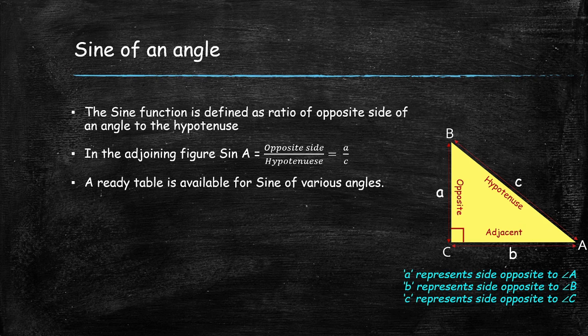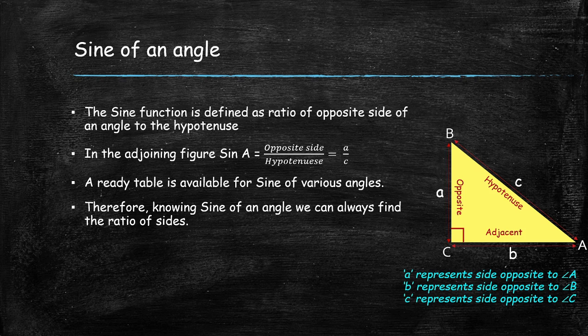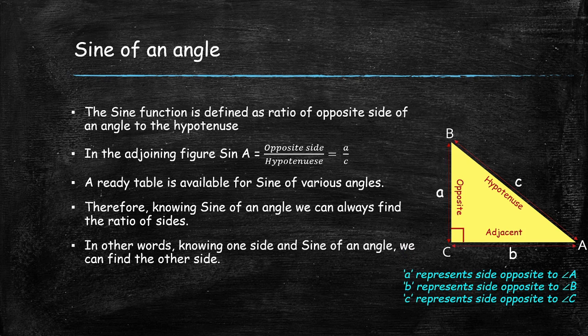A ready table is available for sine of various angles, like the sine of all the angles are fixed. The ratios are always constant. Therefore, knowing sine of an angle, we can always find the ratios of the sides. In other words, knowing one side and sine of an angle, we can find the other side.